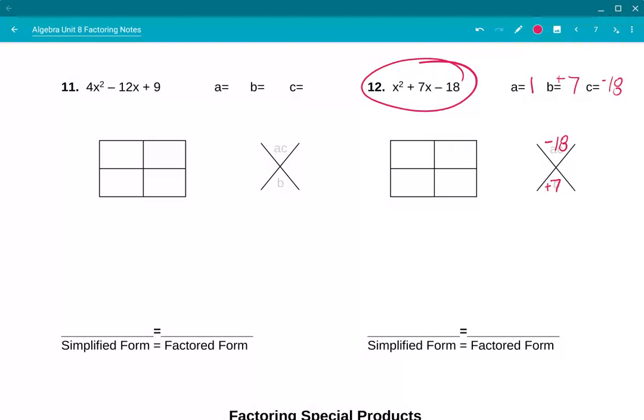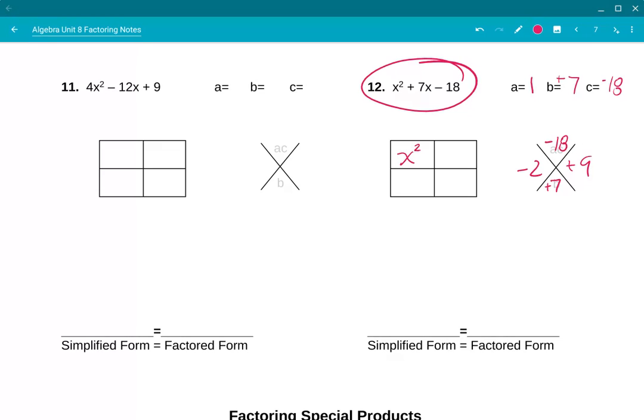And hopefully by now you've learned the calculator trick to do that, or maybe you make a table like this. 1 times 18 is 18. 2 times 9. Oh, I'm sorry, that's negative. So negative 2 times 9. Well, look at here. That difference is 7, but it needs to be positive. So let's put the negative on the 2, a positive 9. So there's our two factors. Negative 2 times 9 is negative 18, and negative 2 plus 9 is a positive 7. So we'll use those factors.